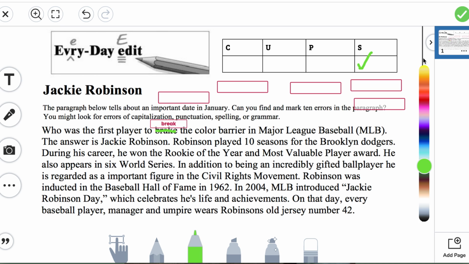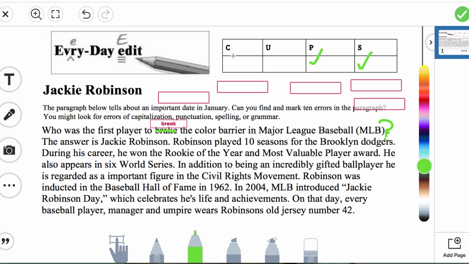Who was the first player to break the color barrier in Major League Baseball, MLB? Now that sounds like a question to me. We have the first part, the clue, which is who was. Anytime you have the words who was, the end of that sentence should not be a period, but it should be a question mark. This is an interrogative sentence. It's a question, so it ends with a question mark. So if it's a question mark that was added, it's dealing with the P in CUPS, punctuation.